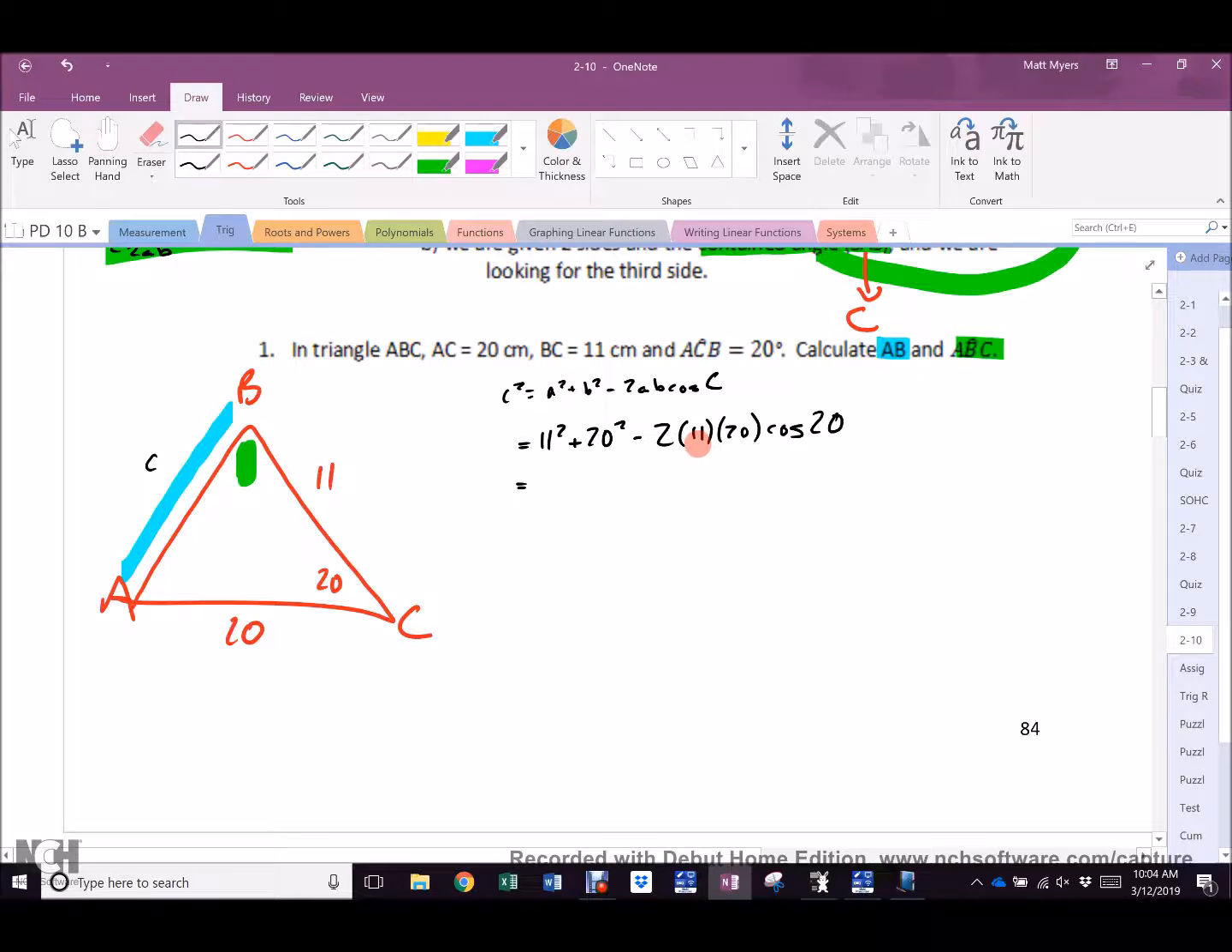If you have trouble or you have a backwards calculator, Sebastian, you are going to follow along with me. You ready? You got your button pushing finger? 11 squared, X squared button. Plus 20, X squared button. Minus 2 times 11 times 20 times cos 20, equals.